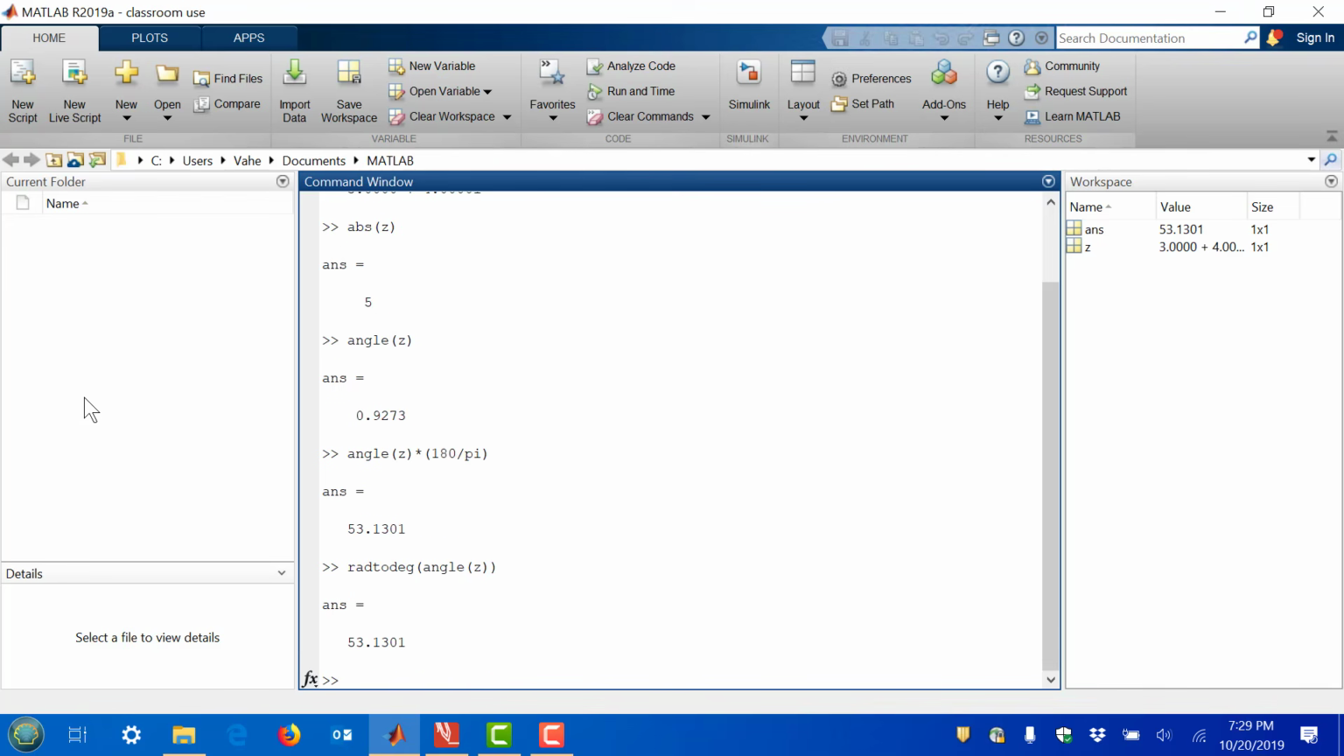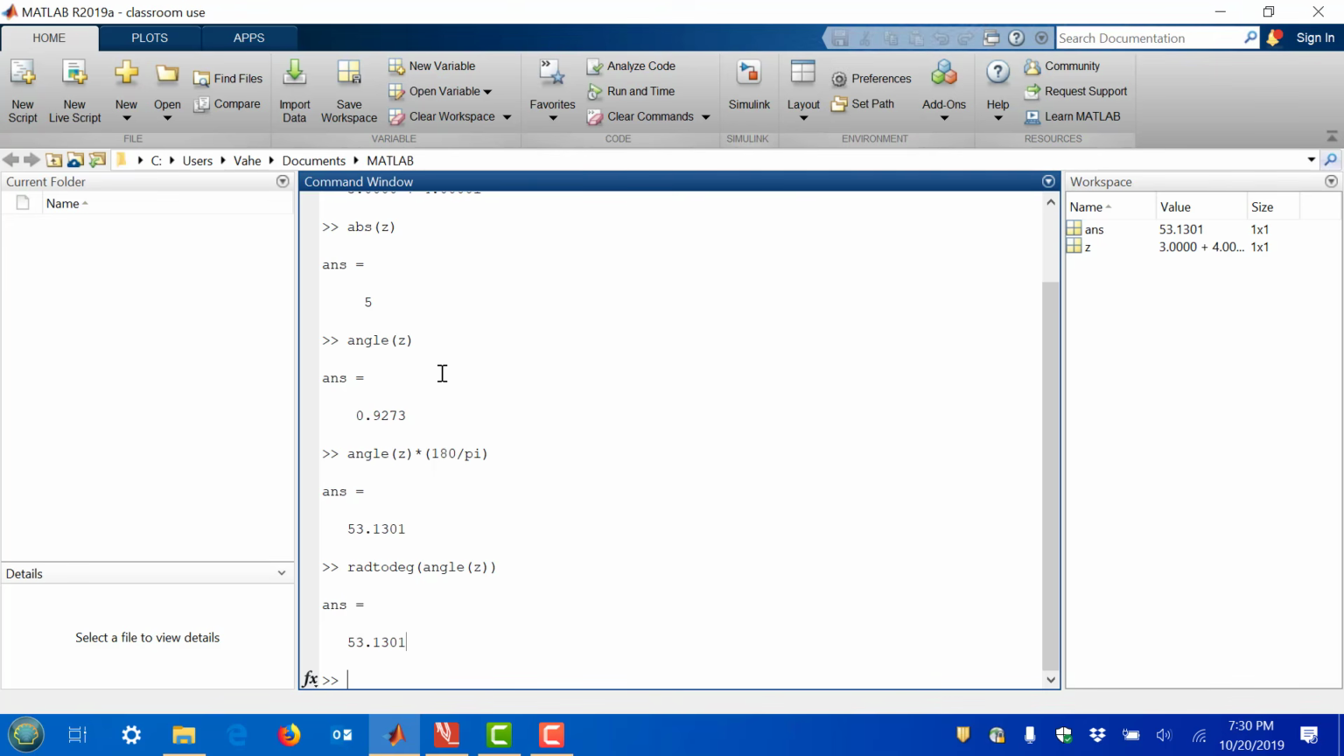So the second thing that I typed in, rad to degrees, is a built-in MATLAB function. You can say rad to degrees and in parentheses put something that's in radians and it'll give you the degrees. So either one of these is fine, but just realize that when you say angle z, you're going to get the angle in radians. Okay, so that's one thing you should know.